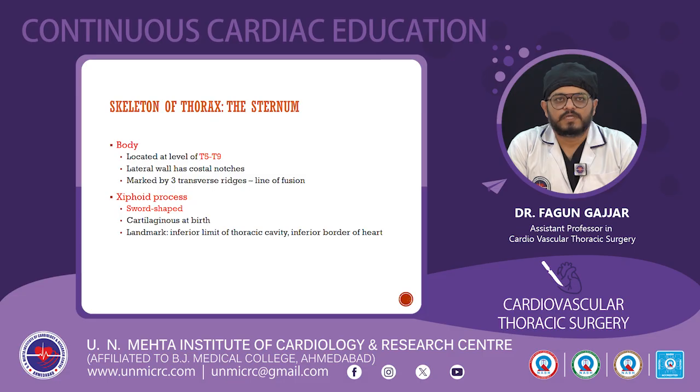The body of the sternum is located at the level of T5 to T9 vertebra. Its lateral wall has costal notches for the attachment of the ribs. It is marked by three transverse ridges, which are the lines of fusion of the four segments of the body of the sternum. Xiphoid process is a sword-shaped structure which is cartilaginous at birth. It is a landmark for the inferior limit of the thoracic cavity and the inferior border of the heart.